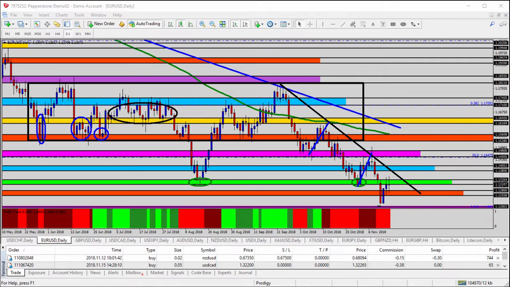Today we're looking at the EURUSD, the euro versus the US dollar, for today's trade analysis. We're looking here at the daily time frame. First, to point out the trend. The trend has been bearish.